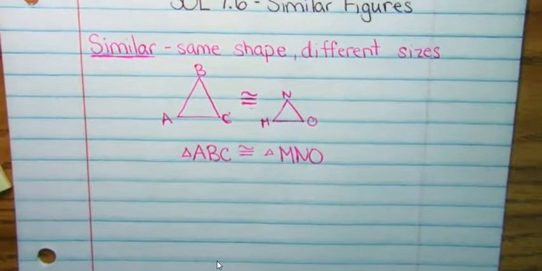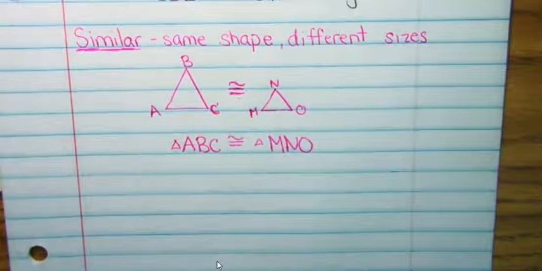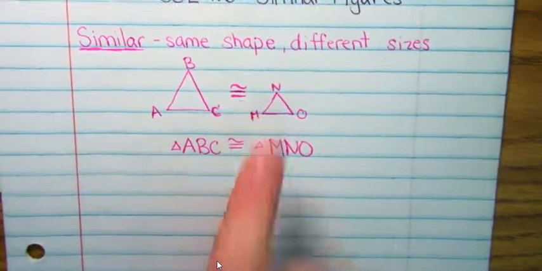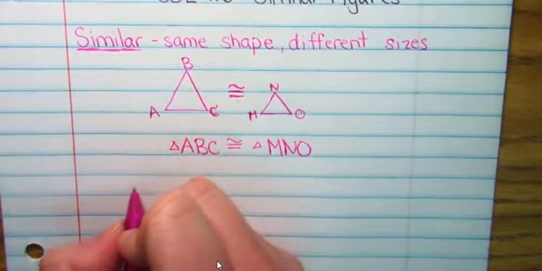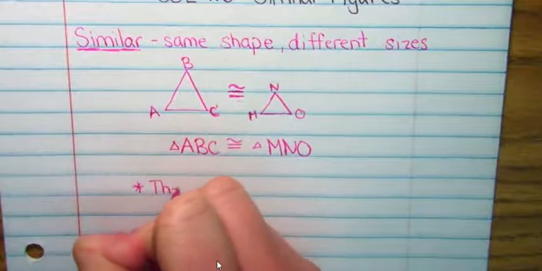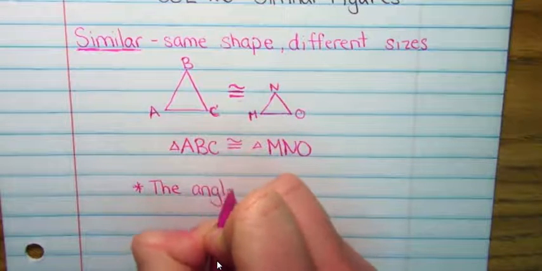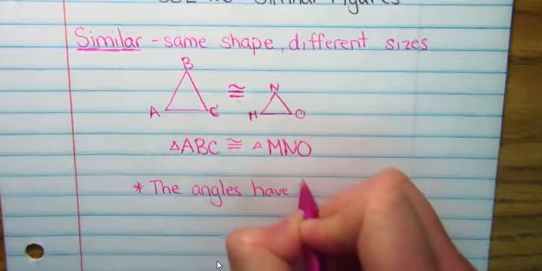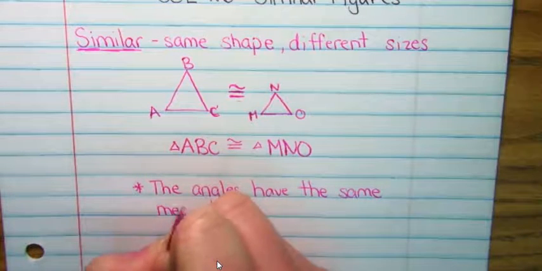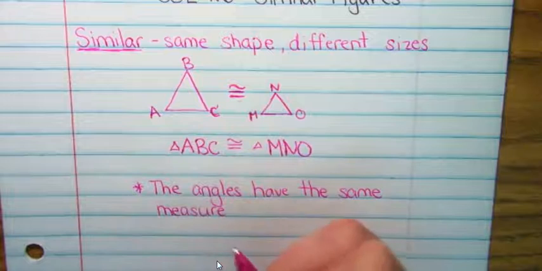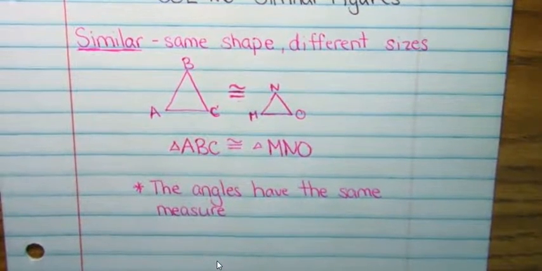Now, to be similar, something that has to be the same, and it's pretty cool, is that your angles, it doesn't matter if you're a big triangle or a little triangle or other shapes. We can do it with trapezoids, we can do it with pretty much any quadrilateral as well. Your angle measures are going to be the same. So I'm going to make note of that down here, that the angles have the same measure. So angles have to have the same measure. They have to look the same.